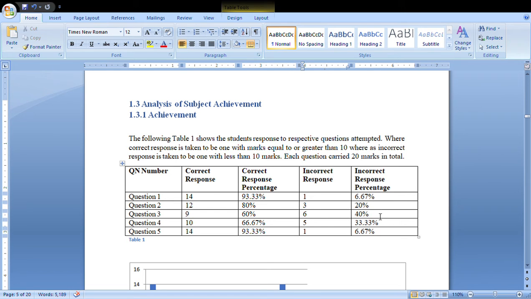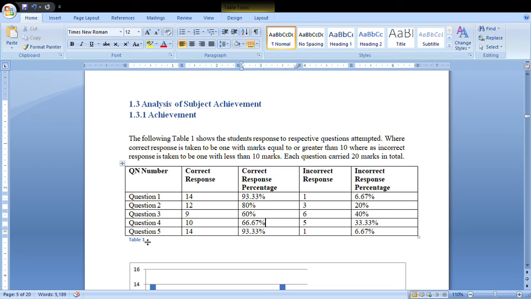So out of 6 is the total of incorrect responses. So for the incorrect response percentage, you have to take 100%, which is the total number, and you subtract 60 from that 100, and you have 40%. The same applies to question 4, where you have 10 correct respondents. So you need to get the incorrect respondents percentage.